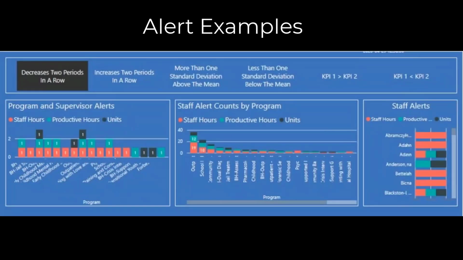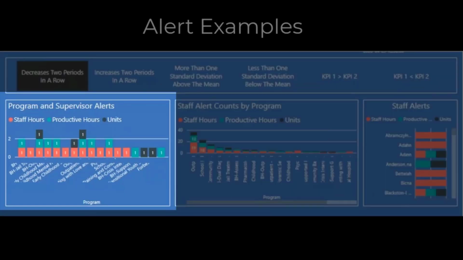Instead of looking at, again, 50 charts, right? We would have to click. Yeah, we can click on them and it's really cool, but we'd be sitting there looking at a lot of charts. On the other hand, if we want to go and look at where productivity decreased 2 periods in a row by program, over here we can see it, right? Here's some programs that are triggered with alerts.